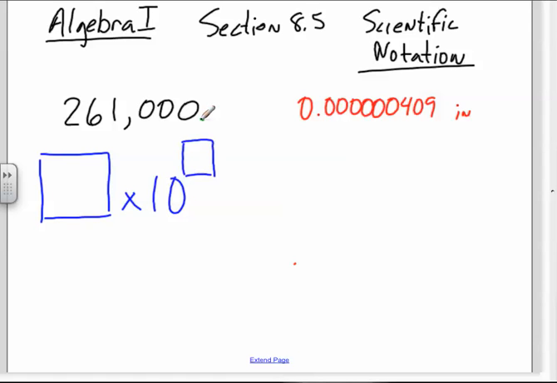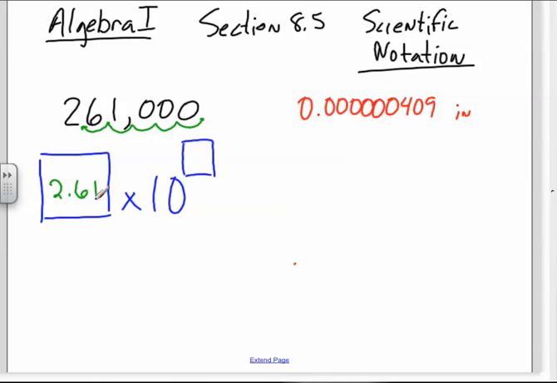261,000. The decimal point is right here for the moment. We're going to move it 1, 2, 3. That's not far enough. That's 261. We need to keep moving it. 4. That's still not far enough. That's 26.1. And one more time. Now we've got 2.61 times 10 to some power.